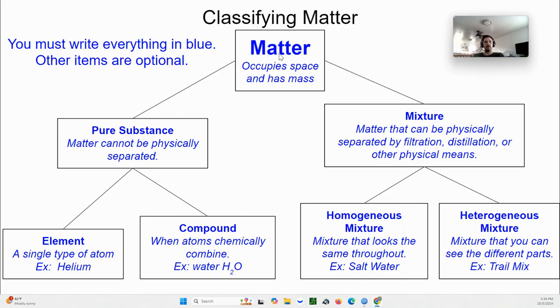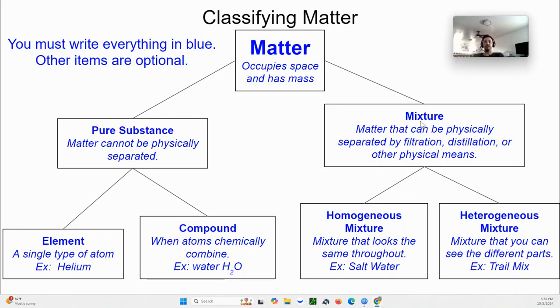Okay, so we're going to look at matter, occupies space, and has mass. That can be broken down into a pure substance. So a pure substance is matter that cannot be physically separated. It can be broken up to a mixture. Mixtures are substances that can be physically separated. Things like filtration, distillation, or other physical means.